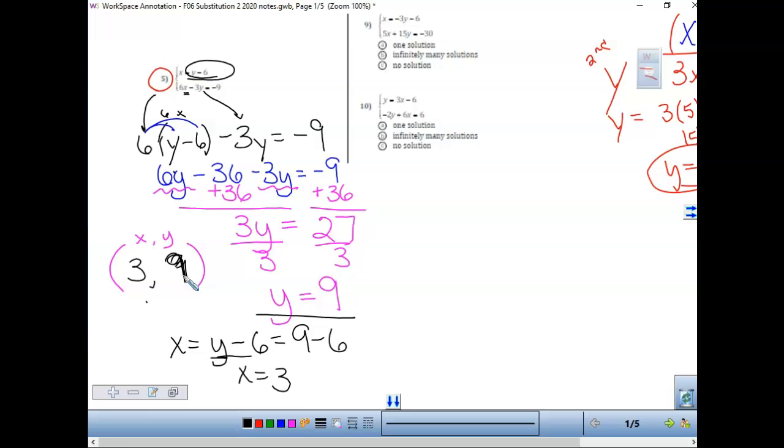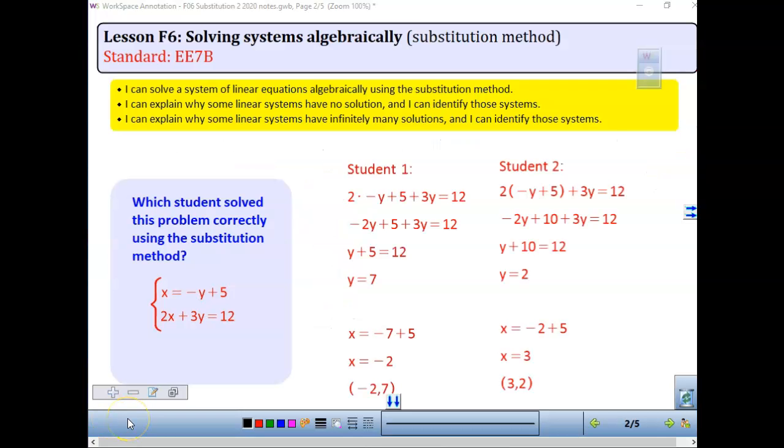If I am looking at that and I put an x here of 3 and I replace that with 9 minus 6, that's true. If I go back to the original second equation, 6 times 3 is 18. Minus 3 times 9 is 27. 18 minus 27 equals negative 9. It checks.